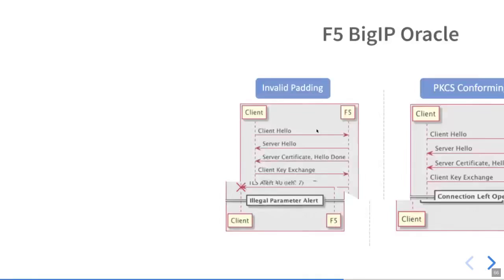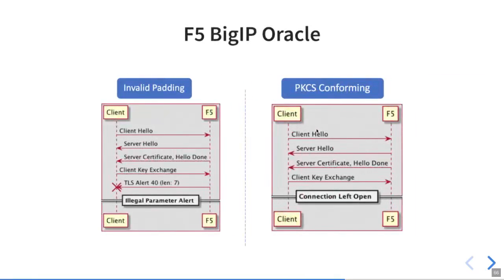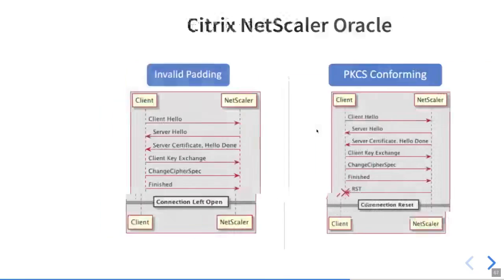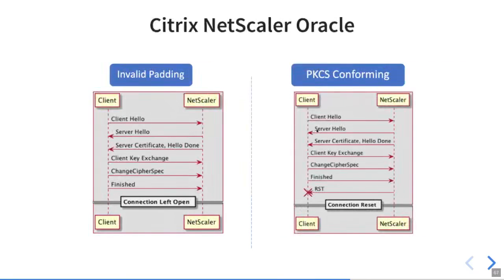Facebook was, of course, not the only vulnerable host. We discovered devices from F5. They sent a TLS alert versus a timeout, leaving the connection open. We had devices from Citrix where it was the other way around. There, with the invalid padding, the connection was left open. This was a bit annoying because we have many more messages with an invalid padding than with a valid padding, so this made the attack kind of impractical because we had all these timeouts.